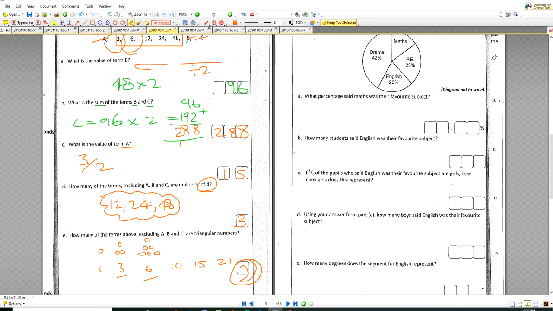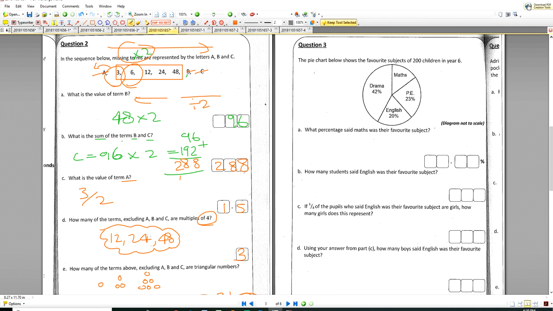Okay. Next question. Question number 3. The pie chart below shows the favorite subjects of 200 children in year 6. Now remember, a percentage pie chart will have a total of 100%. So what percentage of maths was their favorite subject?